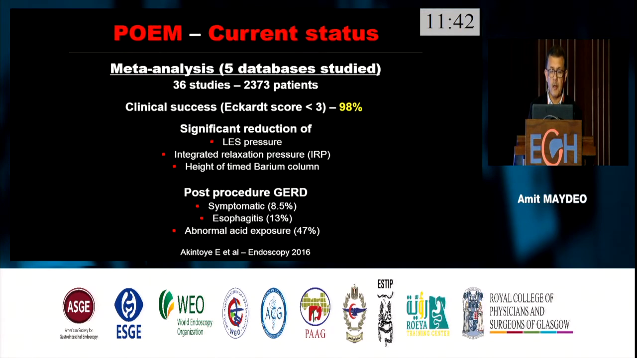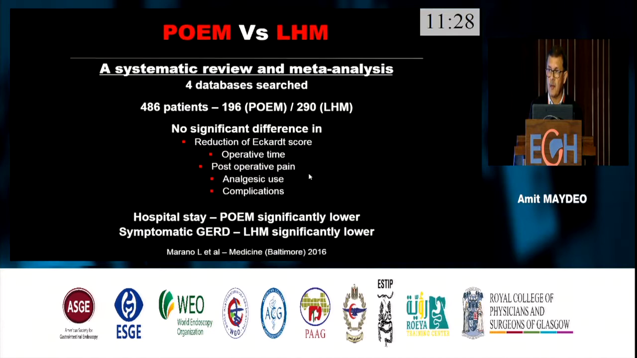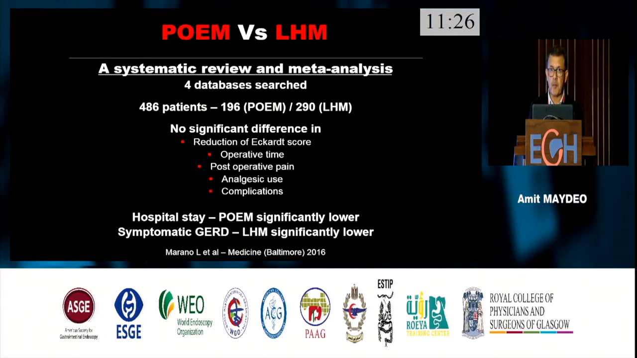You see here, a meta-analysis recently conducted on 36 studies on the POEM procedure showed significant reduction of LES pressures, IRP, and height of timed barium. The only problem was a possibility of reflux. Why? Because the anti-reflux mechanism, which is contributed to by the lower esophageal sphincter, now you have completely destroyed. However, the crural mechanism of the diaphragm still is intact. And therefore, after POEM, every patient does not develop GERD. Why? Because the crural mechanism is intact.